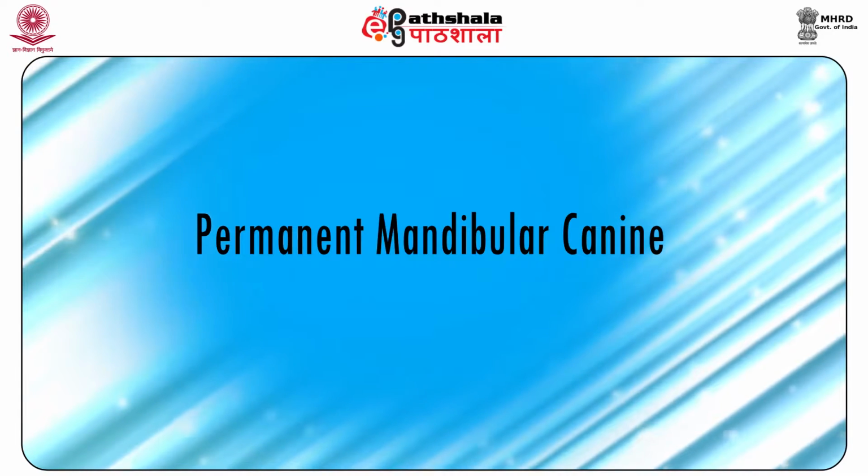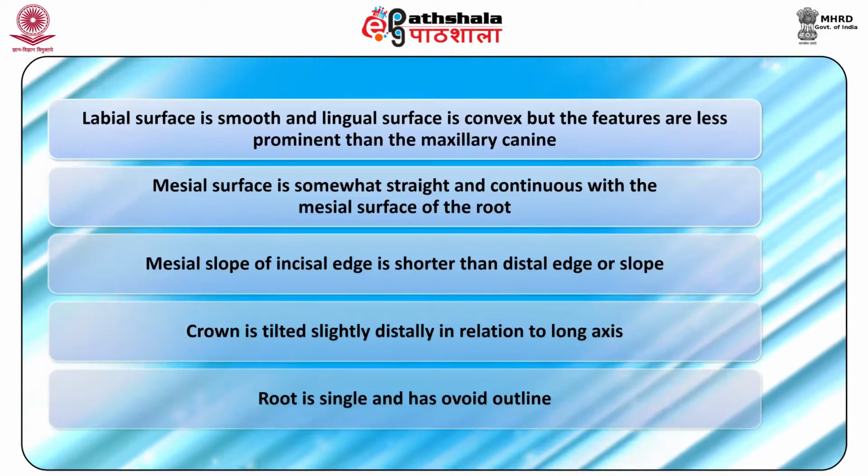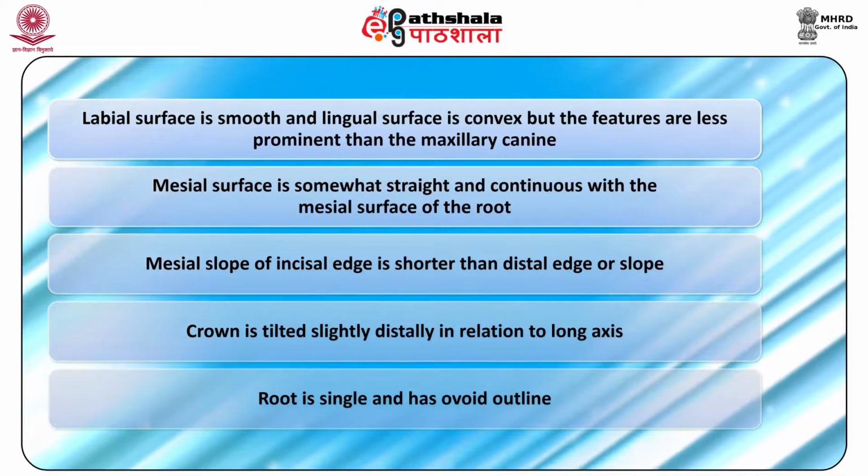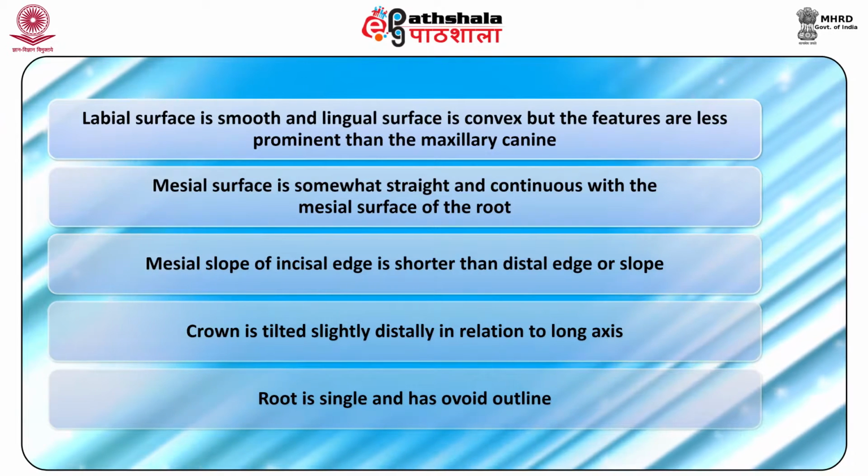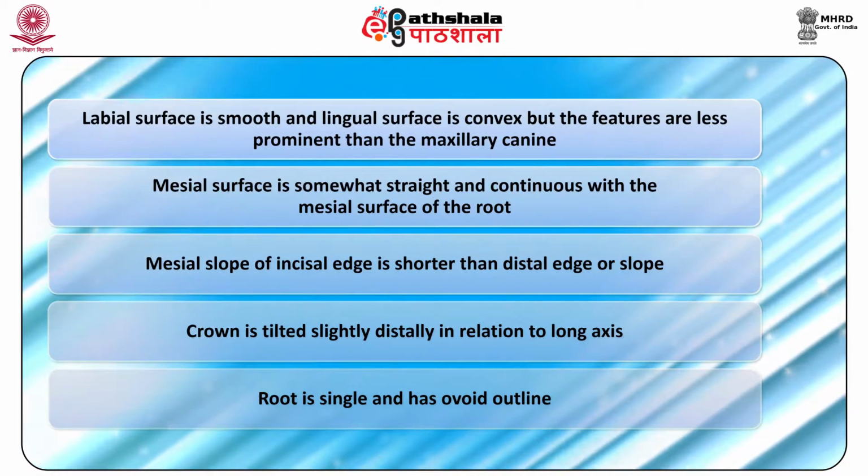Then coming on to the permanent mandibular canine. The labial surface is smooth and the lingual surface is convex, but the features are less prominent than the maxillary canine. The mesial surface is somewhat straight and continuous with the mesial surface of the root.